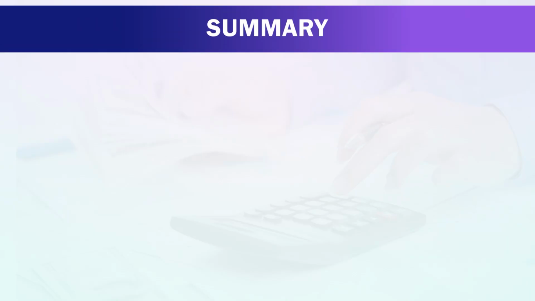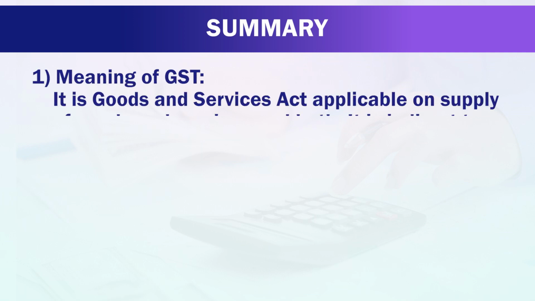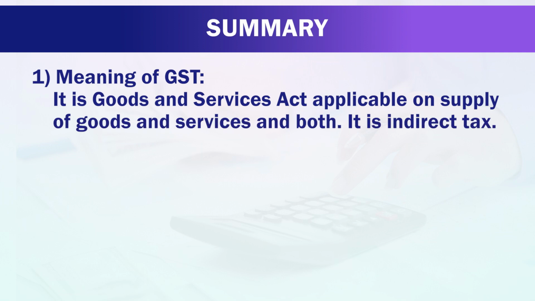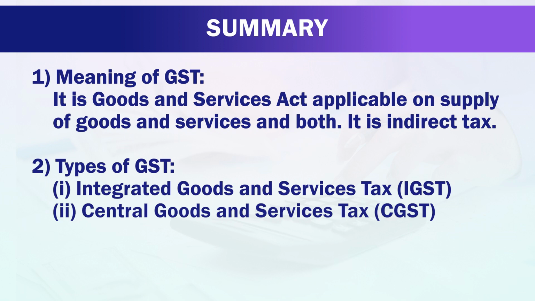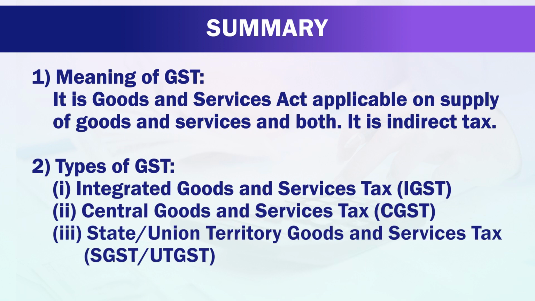Now, we will have a look on summary. Now, friends, let us recollect the summary of our discussion of part 2 of final accounts. We have observed the first item, meaning of GST. It is Goods and Services Tax applicable on supply of goods and services, and it is an indirect tax. Then we have observed types of GST. Number 1 is IGST, that is Integrated Goods and Services Tax. Number 2 is CGST, Central Goods and Services Tax. Third one is State or Union Territory Goods and Services Tax. In short form, it is SGST and UTGST.